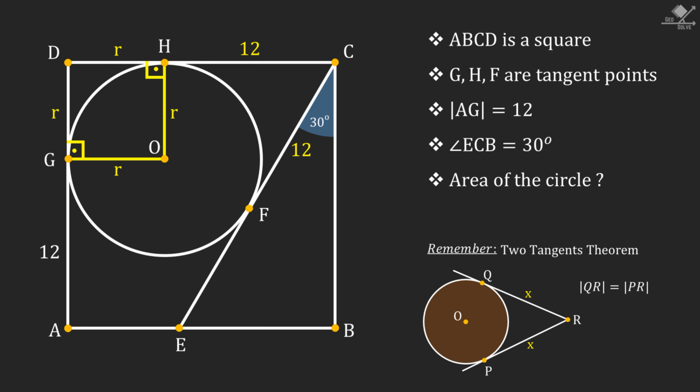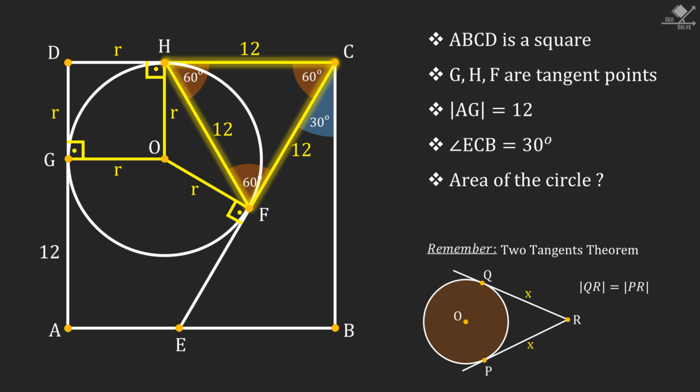Now let's also connect the center of the circle to tangent point F. And let's also connect points H and F. We know that this angle is 60 degrees. So triangle HCF will be an equilateral triangle. And line segment HF will also be 12 units.